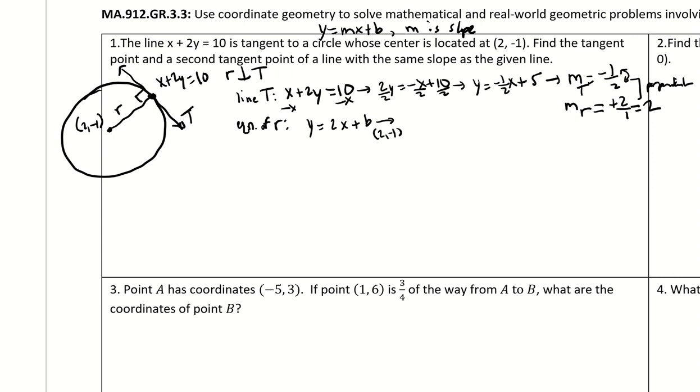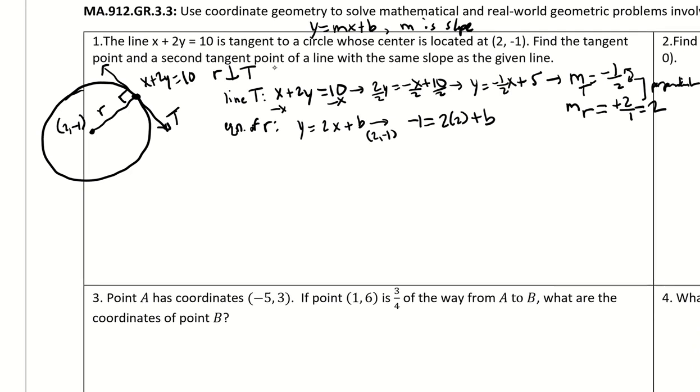If I plug in (2, -1) into the equation, I have y is -1, and we have 2 times 2 plus b. Then 2 times 2 is 4, so we got -1 is equal to 4 plus b. I'm going to take away 4 on both sides, which gives me b is -5, which means that the equation is y equals 2x minus 5. So we got the equation of R and we got the equation of T. Let me underline those so that I remember.